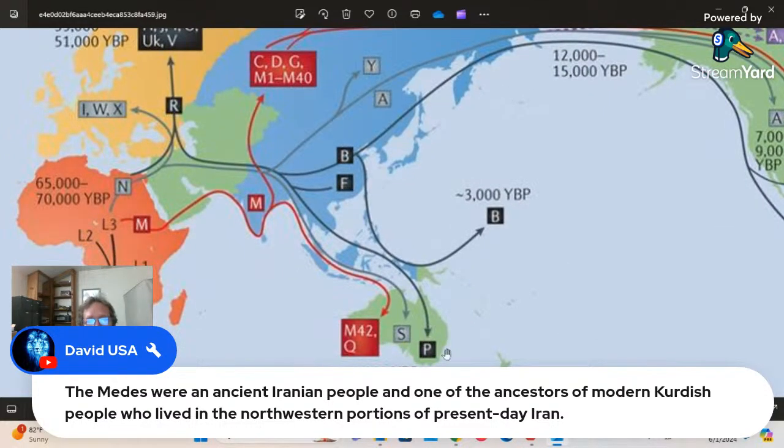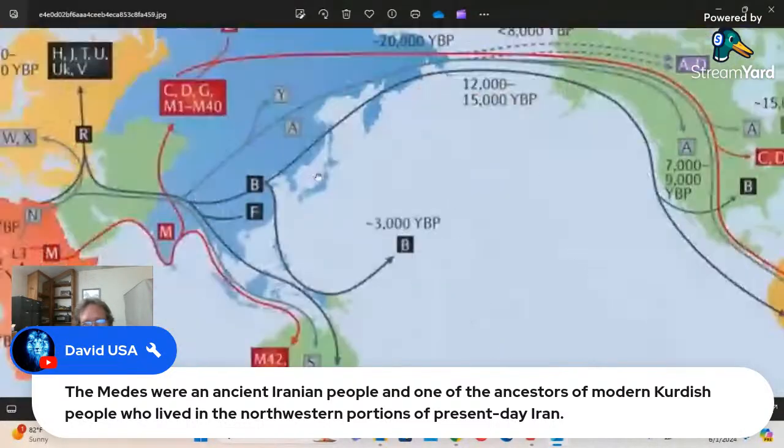Okay, and then there's a P, which is basically the branch off from the B, and the F is a branch off from the B as well. And of course, this is B, these are both B.